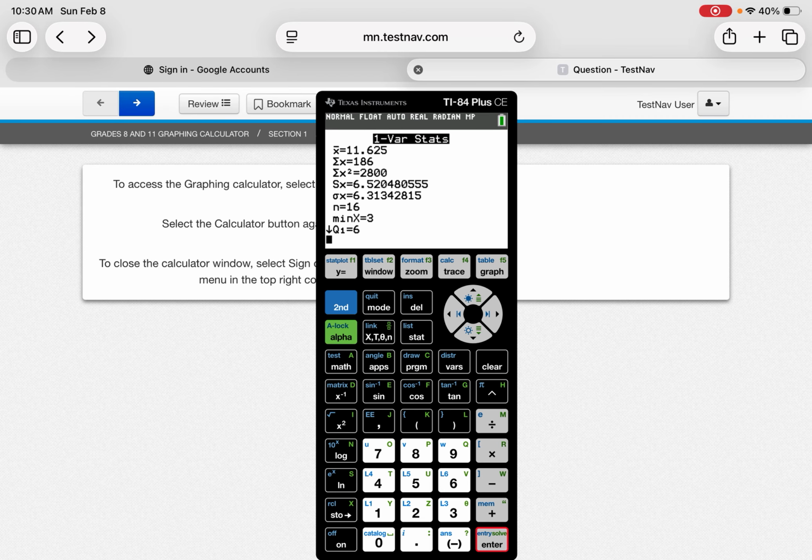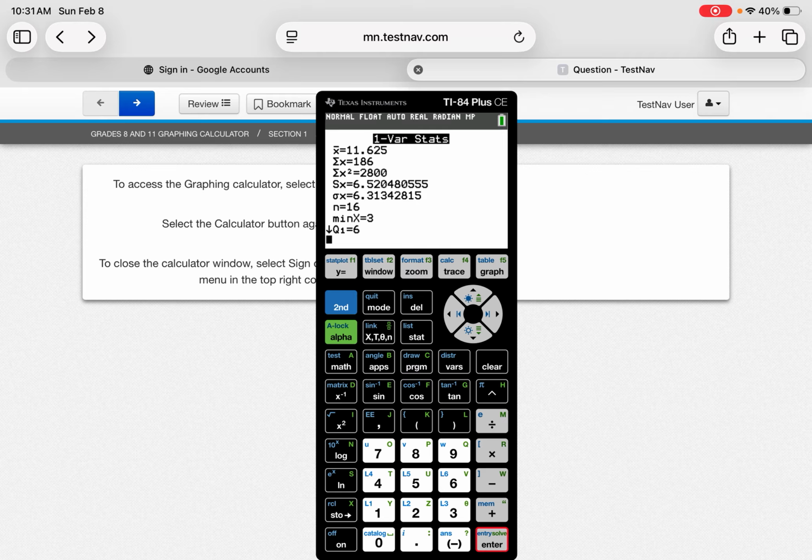Okay, so now you get this display here, and you'll notice I see a couple of things that I want. The first one is that X bar, that's my mean. That's what I'm looking for. So I want to write that into my notes, 11.625.